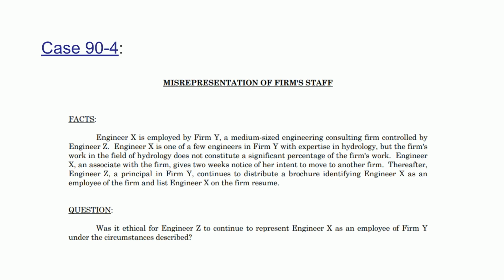But engineer X has announced her 2 weeks' notice, and she intends to move to another firm. She gives her 2 weeks' notice as customary, right? So she's properly informed her employer that she's moving on to another firm. But the firm continues to distribute the brochure that lists her as an employee.